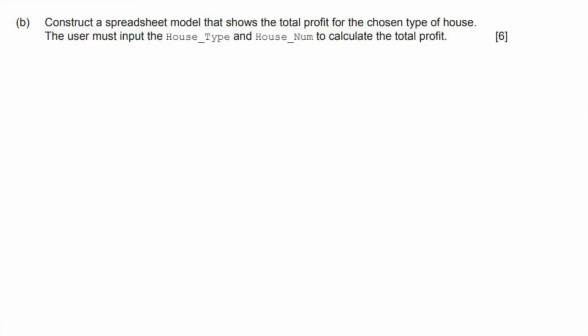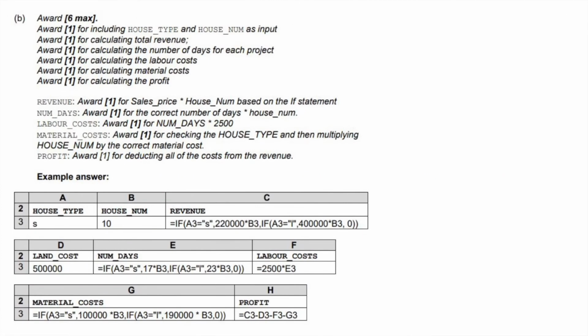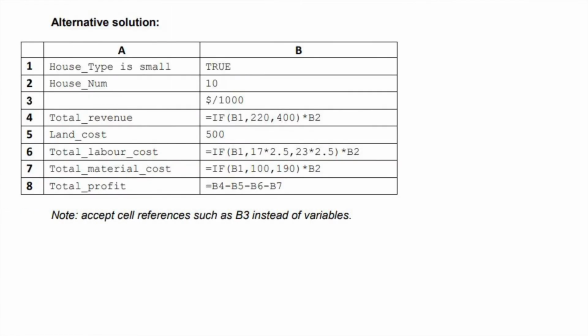So the spreadsheet model says construct a spreadsheet model that shows the total profit for the chosen type of house. The user must input the house type and house number to calculate the total profit. Okay, so we're going to look at our first solution. There are 2 types of solutions actually, but I think this is the most straightforward, where we just have 8 rows and we're doing all of our calculations within these 8 rows.